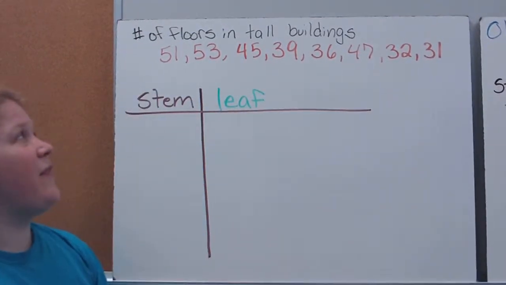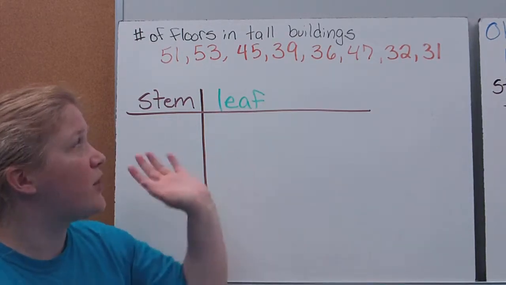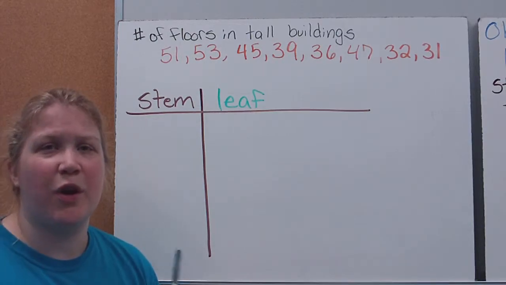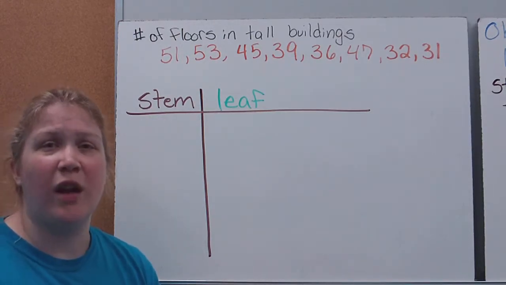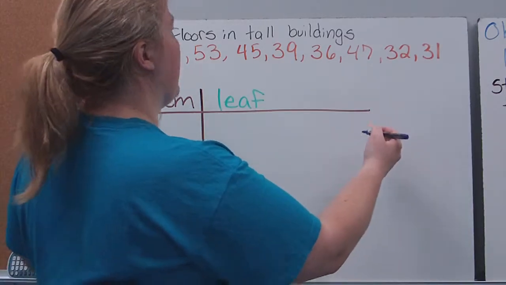So here I just have a list of data. I just have the number of floors that are in certain tall buildings. So again, the first thing we always want to do is put our numbers into chronological order from least to greatest. That's going to help us out when we're trying to put these together.